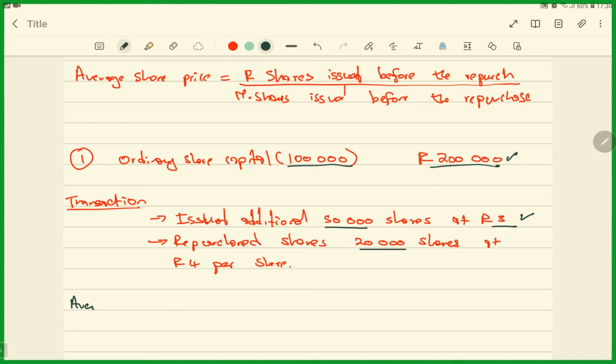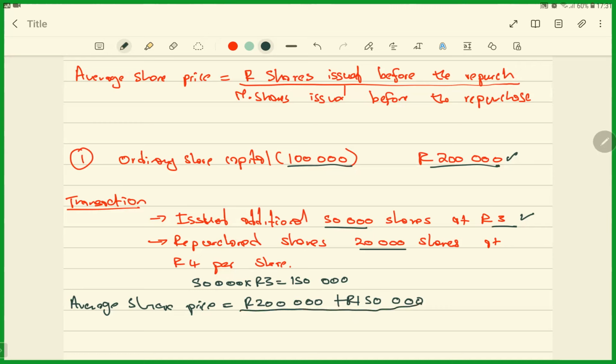So we're going to say average share price. We start with the value. Firstly, ordinary share capital that represents the number of shares that were issued a long time ago. The total value is 200,000. Then we have to add the additional shares that came before the repurchase, not after. So if you check, we have issued 50,000 shares at 3 rand per share. So if you take 50,000 shares, then multiply it by 3 rand, it gives you 150,000. So we're going to have 150,000 rand.